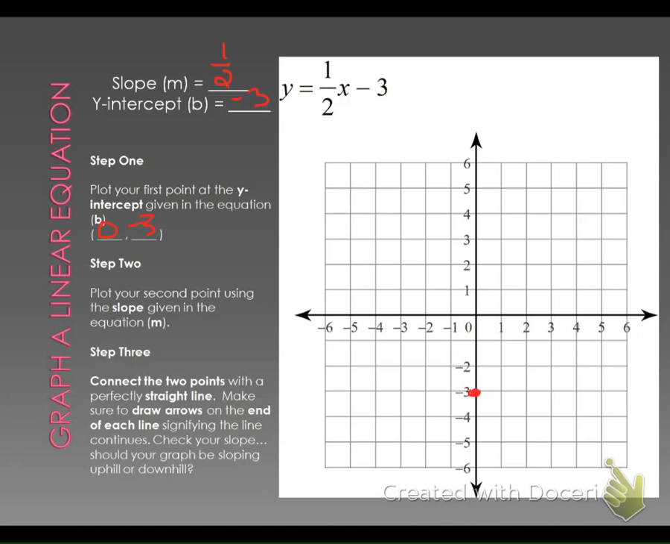Then what is your slope? Your slope is 1/2, or you rise 1 and you run 2. Always to the right though. So from my y-intercept, I go up 1 and over 2 to the right. Plot your point, and then draw a straight line to connect the 2 points together. That line represents all the solutions to this equation.